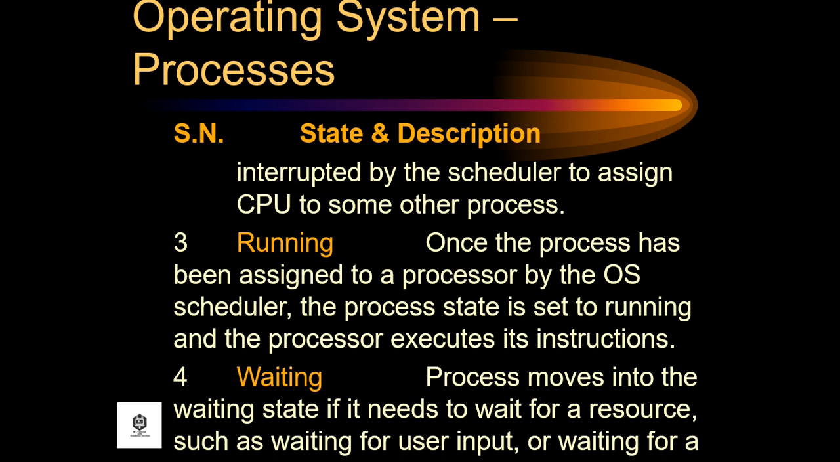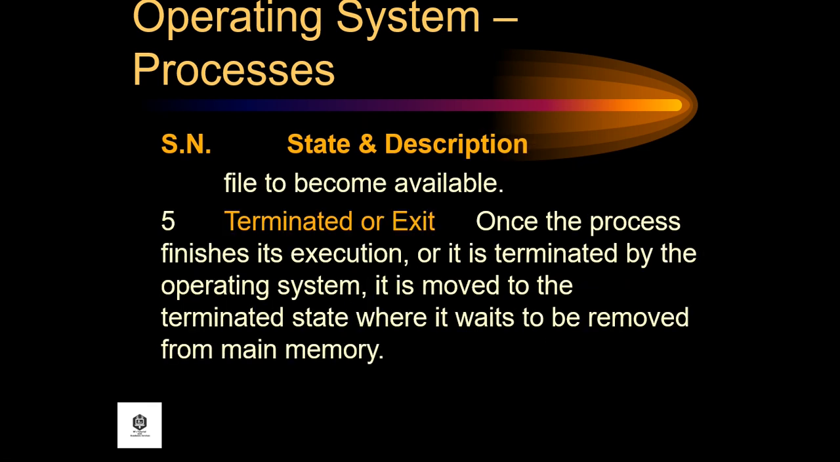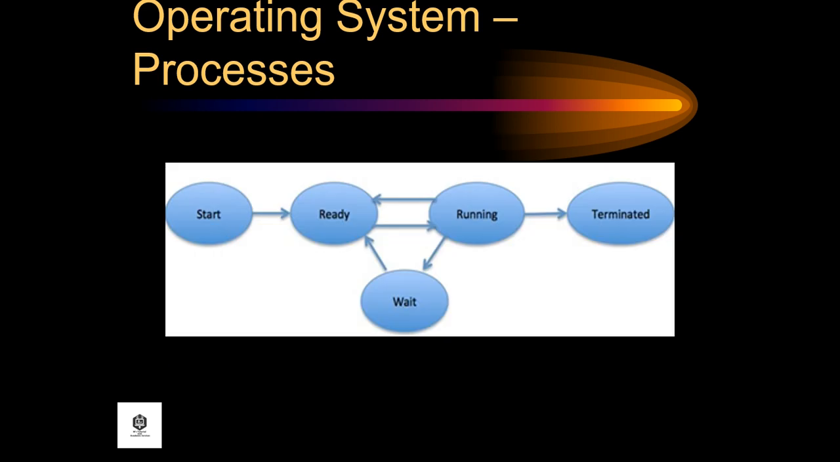Then waiting. A process moves into the waiting state if it needs to wait for a resource, such as waiting for user input or waiting for a file to become available. And last is the terminated or exit. Once the process finishes its execution or it is terminated by the operating system, it is moved to the terminated state where it waits to be removed from main memory. So here is the start, ready, running, wait, and terminated state.